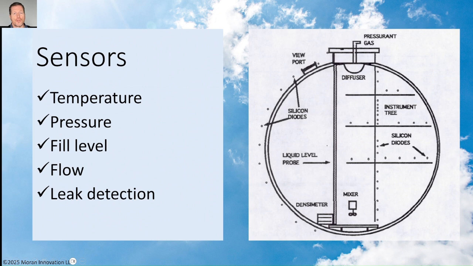Going next to sensors, we'll talk about how you measure temperature, pressure, fill level, flow, and leak detection in liquid hydrogen systems, and start with a broad overview of what you need to think about when you're starting to design your sensors for a particular liquid hydrogen system, in particular storage tank, but also applicable to other components within your system.